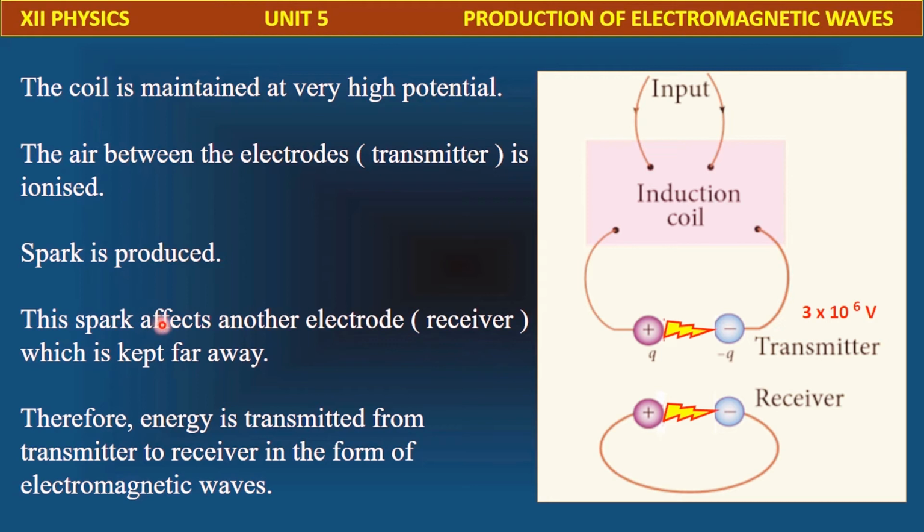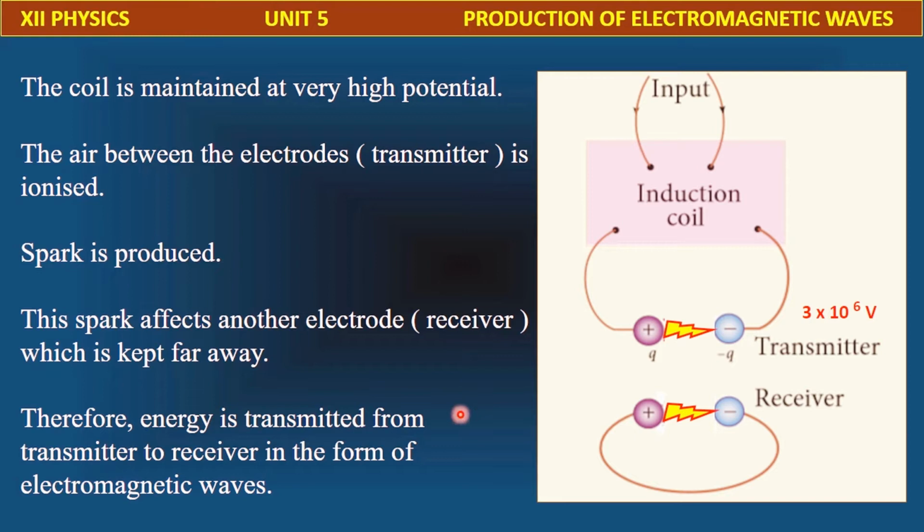This spark affects another electrode at the receiver, which is kept far away. So, here there is a spark. At the same time, there is a spark in the receiver end. There is no connection between the transmitter and the receiver. So, how does the spark in the transmitter produce a spark in the receiver?